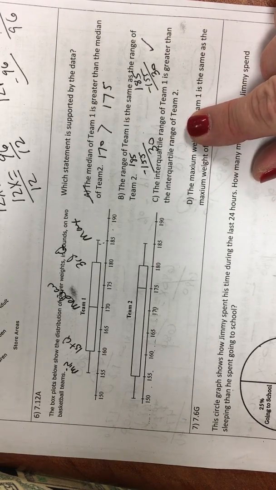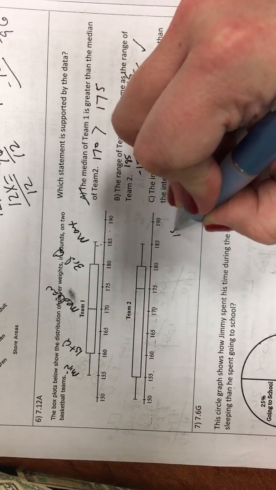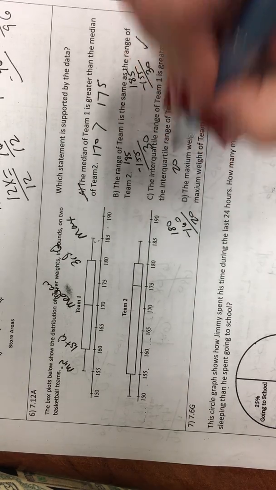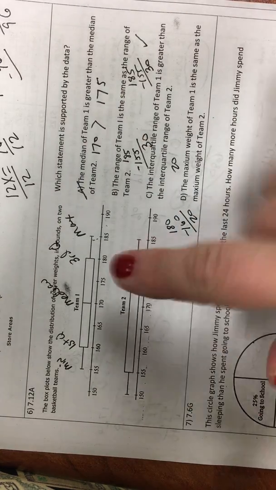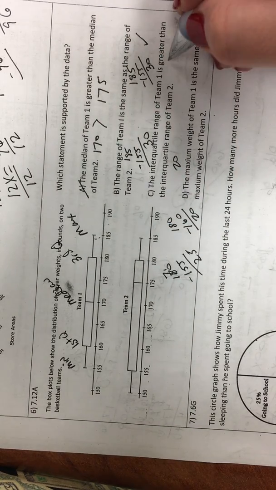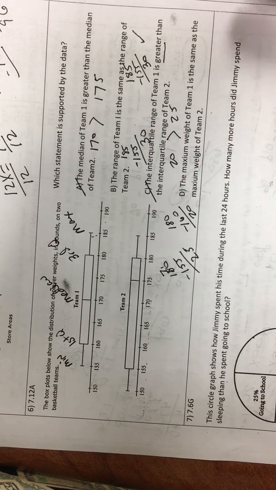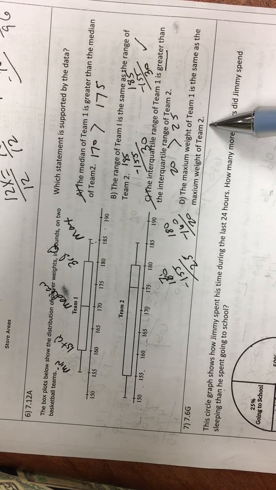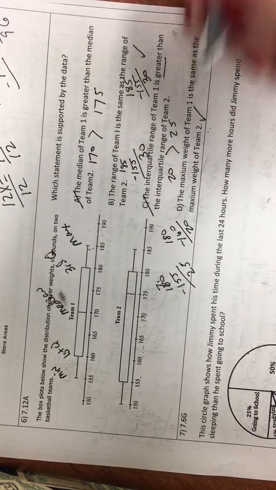The interquartile range, that's the range of the box. So that is from 180 to 160 on team 1, so that's 20. And team 2, that is 180 to 155. You're finding the range of the box. So that's a range of 25. And 20 is not greater than 25, so that's not true. The maximum weight of team 1 is the same as the maximum weight of team 2. Our maximums are 185 for both, so that's true.